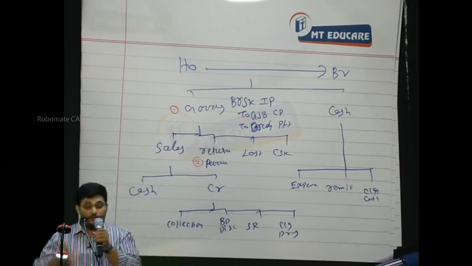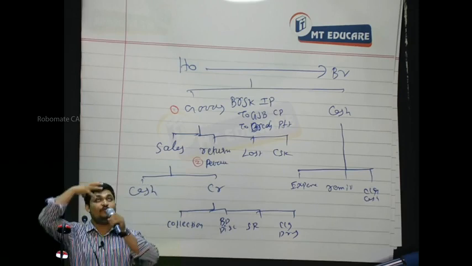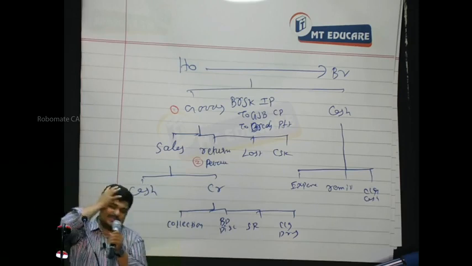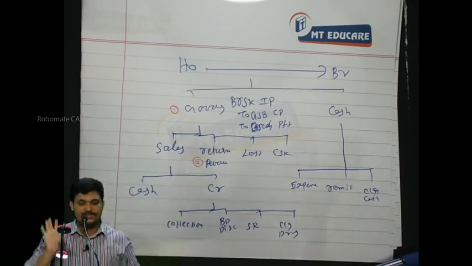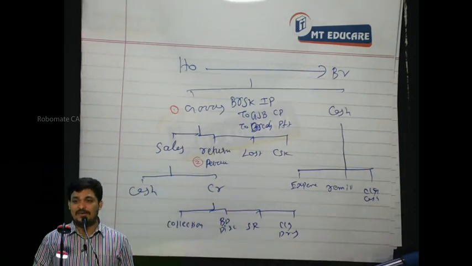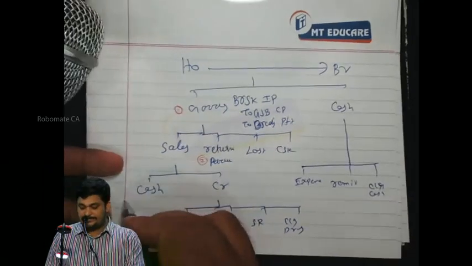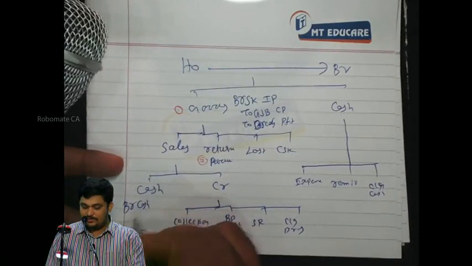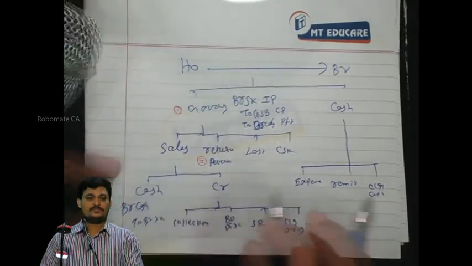Otherwise, if you learn every chapter as an extra entry, you feel overburdened, a headache. Understood? Now it is just a normal cash sales entry only. Correct? So what is the entry? Branch cash to branch stock.